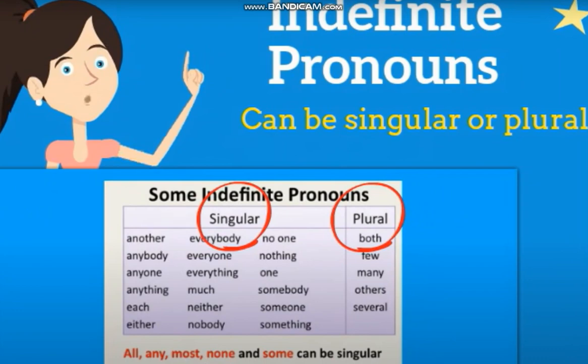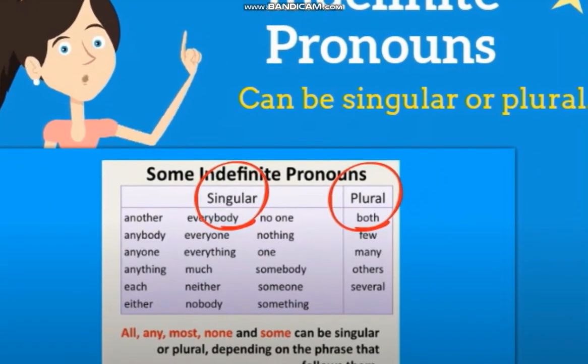Another, everybody, no one, anybody, everyone, nothing, anyone, everything, one, anything, much, somebody, each, neither, someone, either, nobody, something are used for singular, whereas in plural both, few, many, others, several, such words are used. All, any, most, none, some can be singular or plural depending on the phrase that follows them.